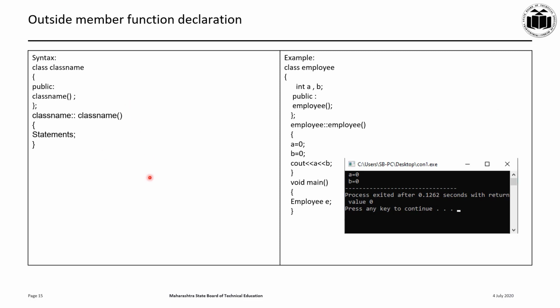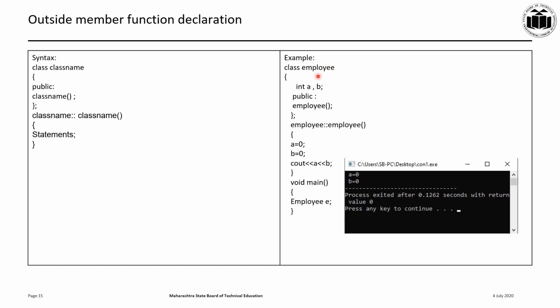Now we will see outside member function declaration. The syntax is: class name, public, class name, then open and close brackets, and then you have to specify the semicolon. Unless you specify the semicolon, the compiler will not understand that you are declaring that particular constructor as an outside member function declaration. So: class name, scope resolution operator, class name, and statements.